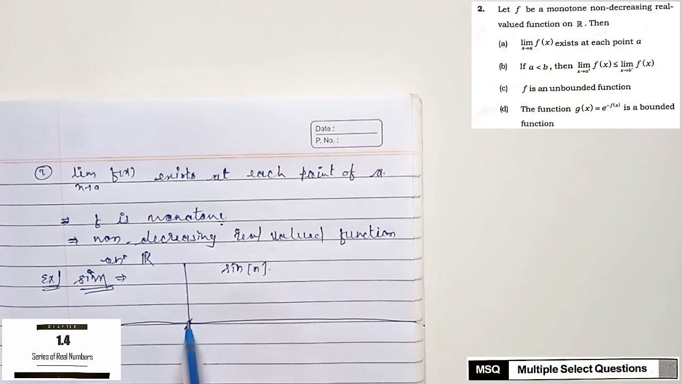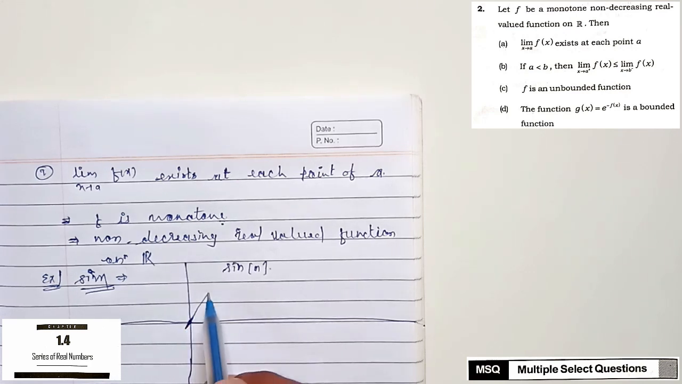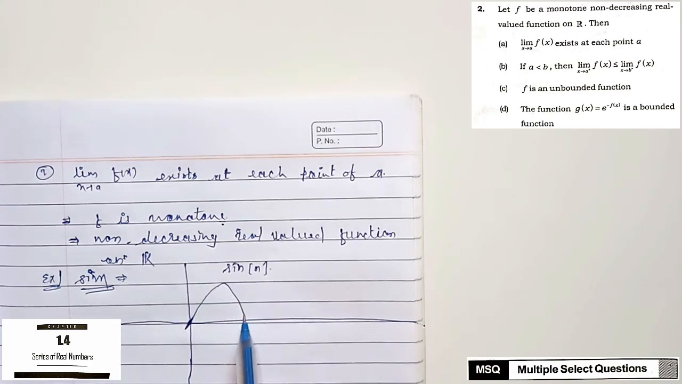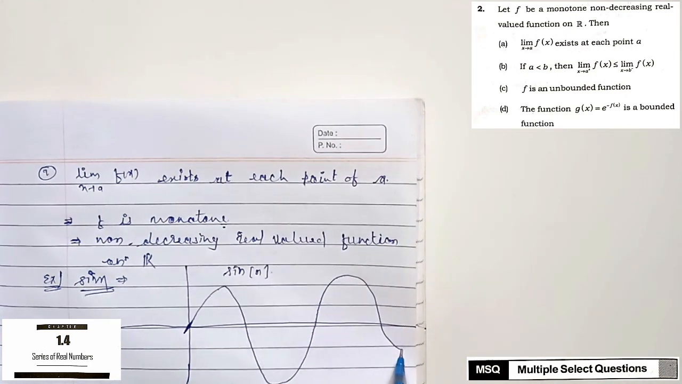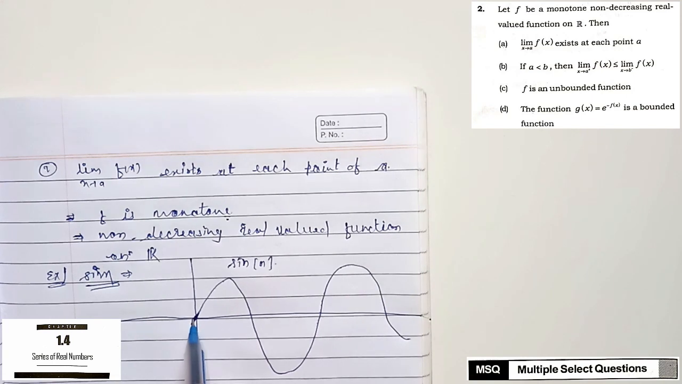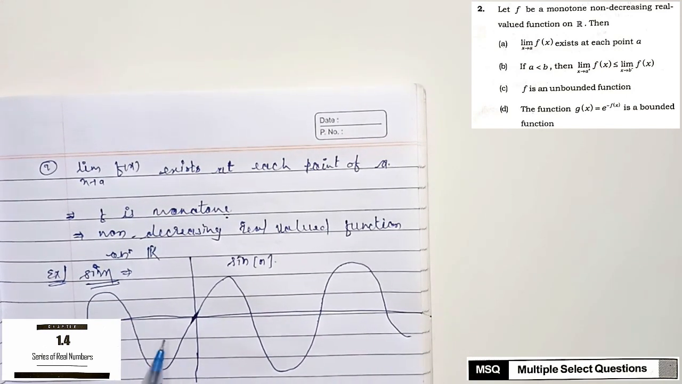It says that sin 0 is always 0, sin pi by 2 goes to 1, sin pi goes to 0, 3 pi by 2 gives minus 1, and so on. Like this, the graph comes for sin x. It is similar on the other side. So this is the graph of sin x.